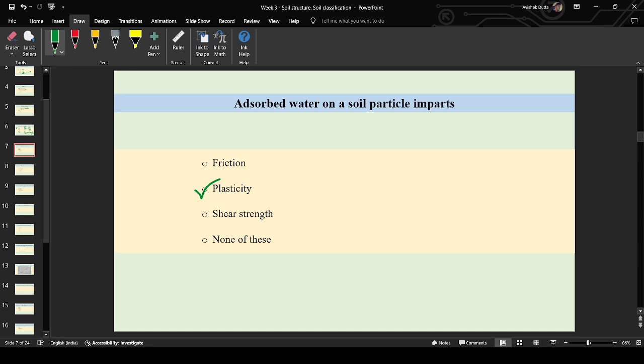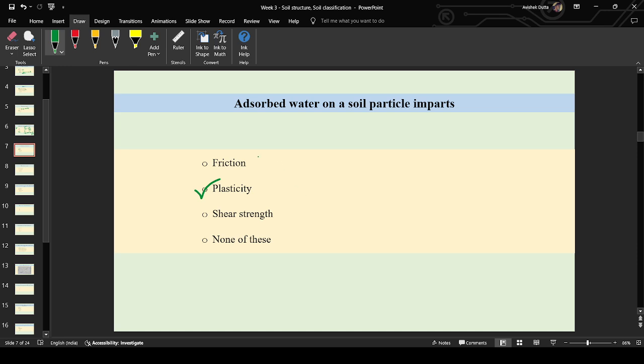Adsorption is similar to absorption. Here, the water is not absorbed inside the soil mass, but it is adsorbed, which means it is attached to the surface of the soil particle. So if it is attached to the soil particle, that means it can be easily deformed or molded.